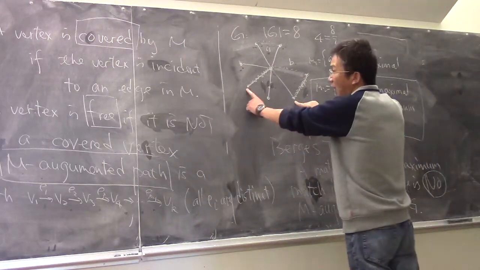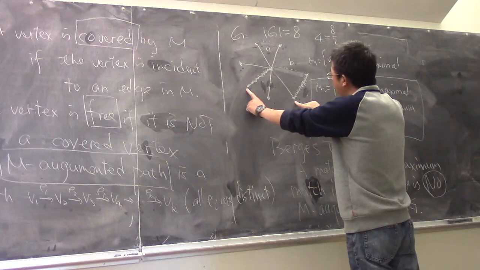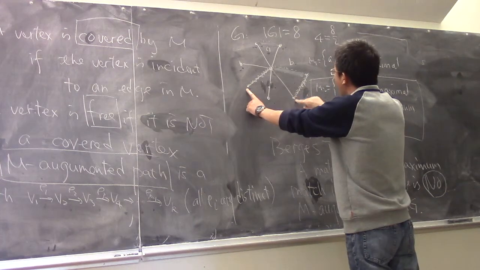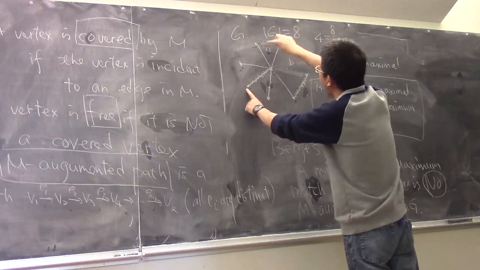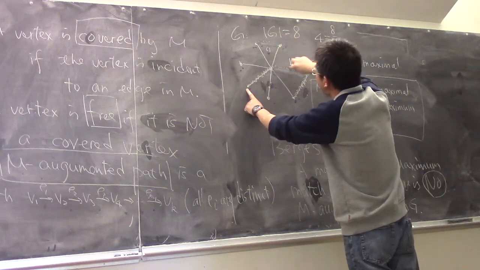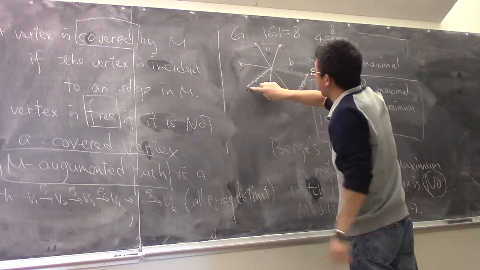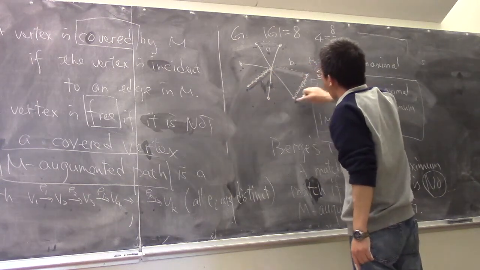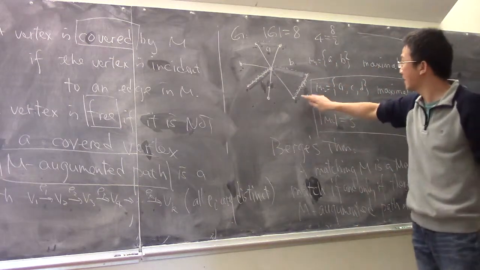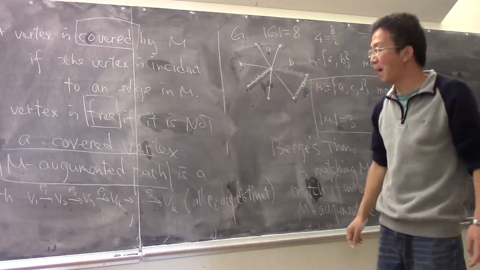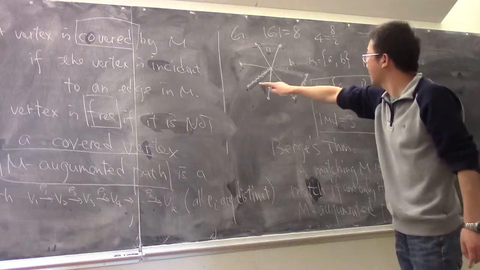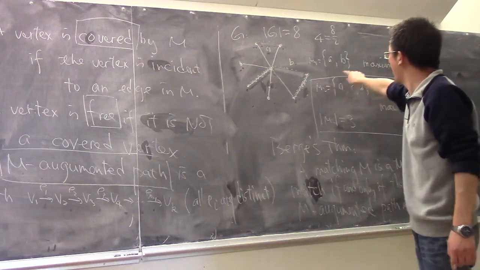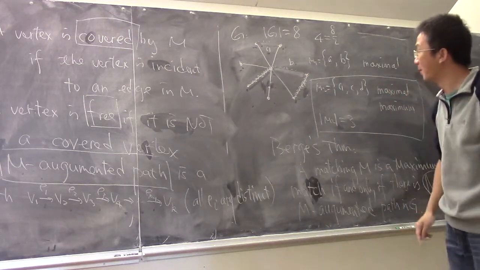two vertices are free vertices, so they are not incident to any edge in the matching. They are not edge covered by this matching. And I start from here. This one is out, and then this is in, and then out. Now you see this is an M augmented path. There exists an M augmented path, so therefore this is not a maximal one.